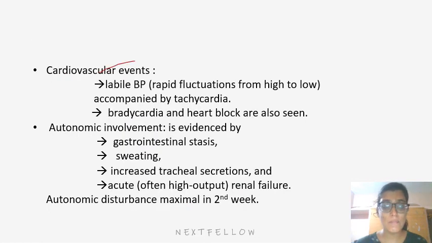The cardiovascular events: labile BP, rapid fluctuation from high to low, accompanied by tachycardia. Bradycardia and heart block may also be seen. Autonomic involvement is evidenced by gastrointestinal stasis, sweating, increased tracheal secretions, and often acute high output renal failure. Autonomic disturbance is maximal by the second week.